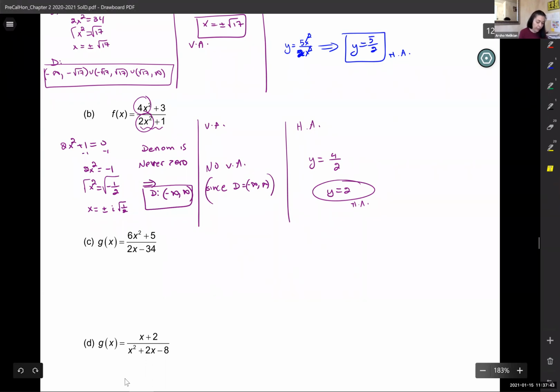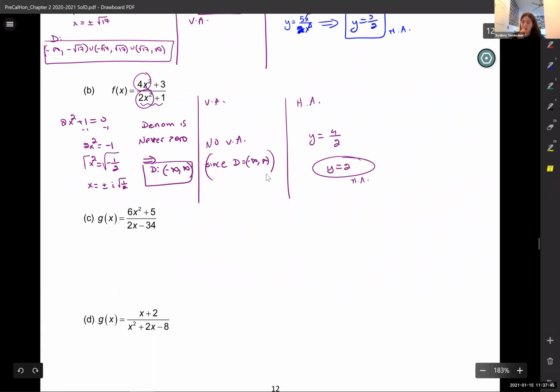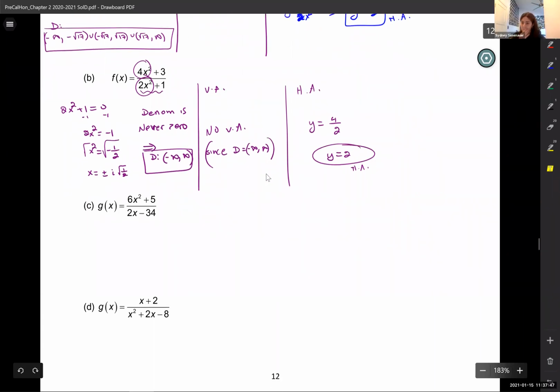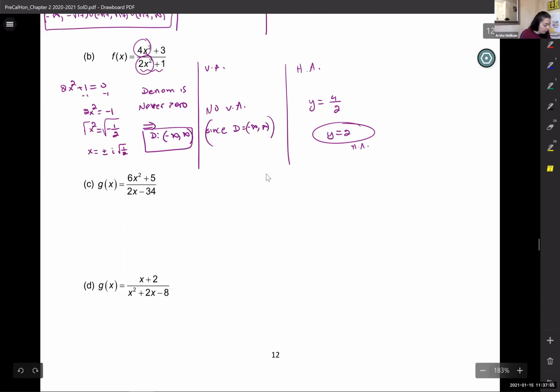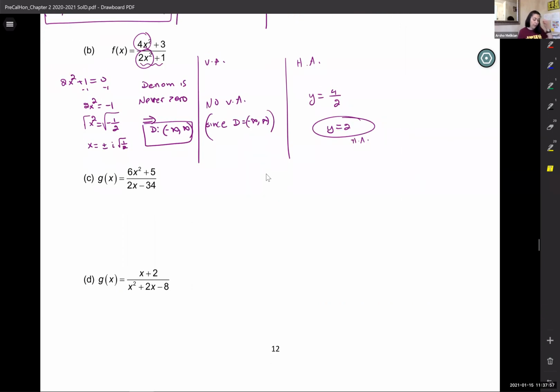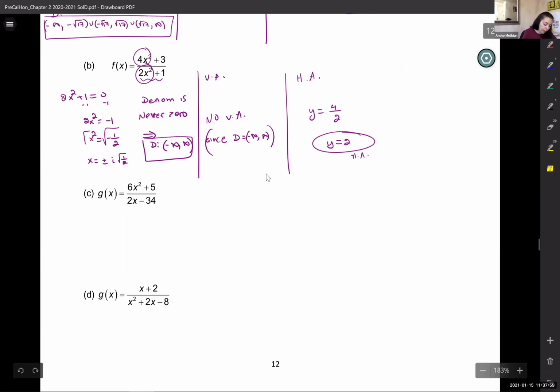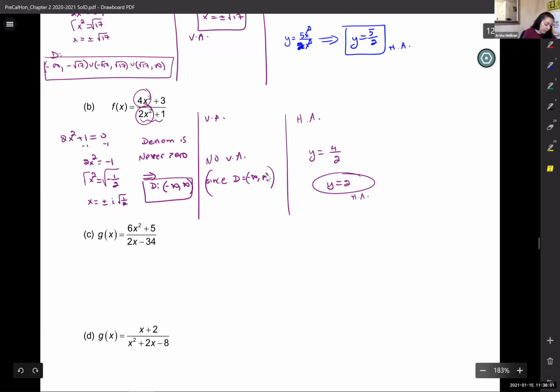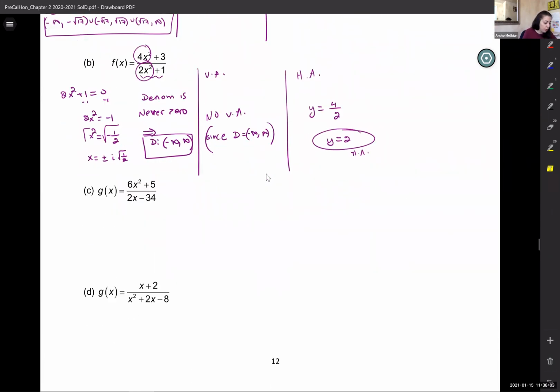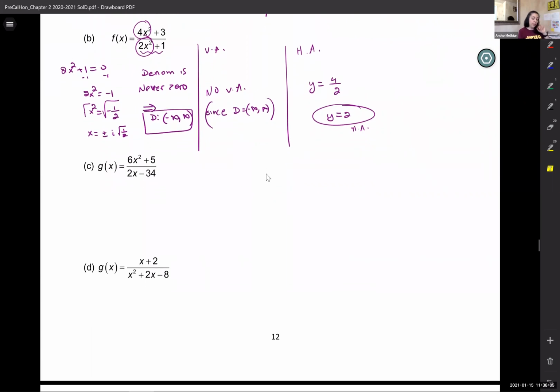Okay, ready for another one? Can we try one on our own? You can. I was actually going to let you guys do this one on your own. Be careful because it looks similar to the first one we did, but there is no square here. So go ahead and do this one. I want you to find the domain, horizontal, and vertical asymptotes. I'll give you about 2 minutes.